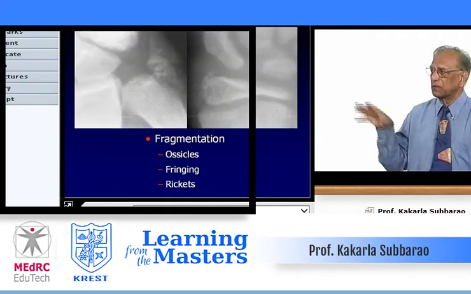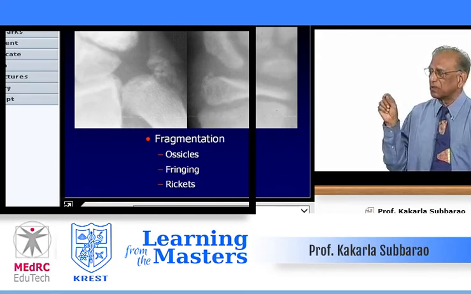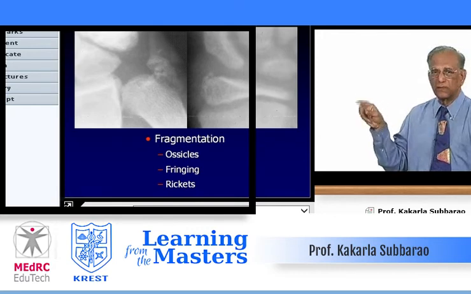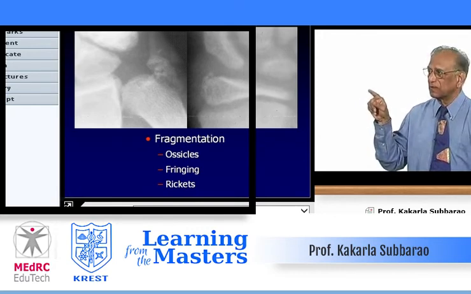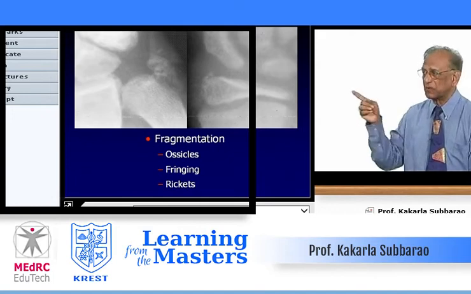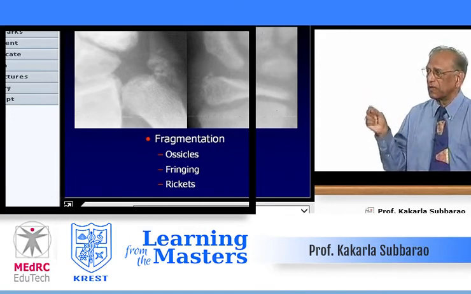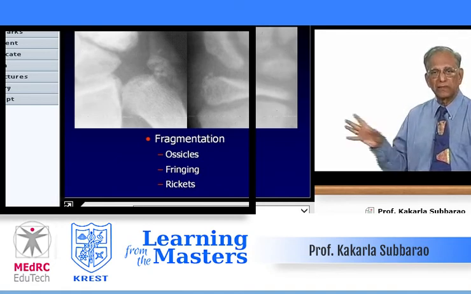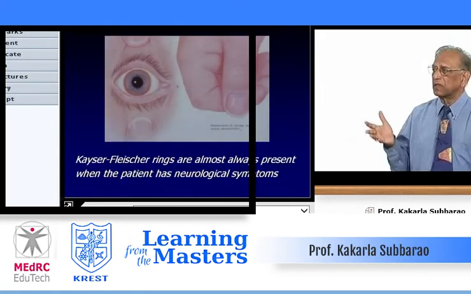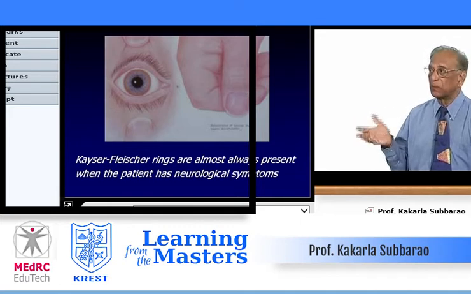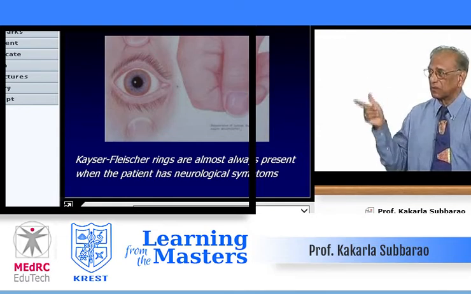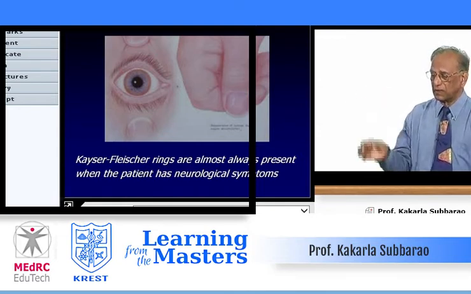Again, another example of Wilson's disease. Look at the styloid process of the ulna, fragmentation, multiple ossicles, and of course there is rickets. The physis is widened. And look at the radial surface of the articular margin or the epiphysis of the radius. There is again fringing and multiple ossicles. Classical of rickets plus fringing of the articular margin plus ossicles. Classical of Wilson's disease. Of course, clinically, Kayser-Fleischer rings are almost always present, particularly when the patient has neurological symptoms. Look at the brown ring around the cornea and the nail depigmentation.